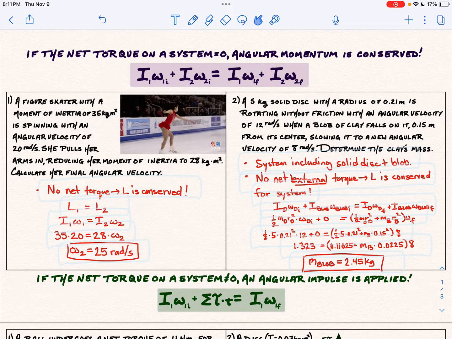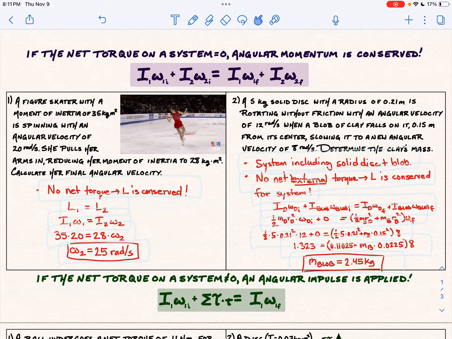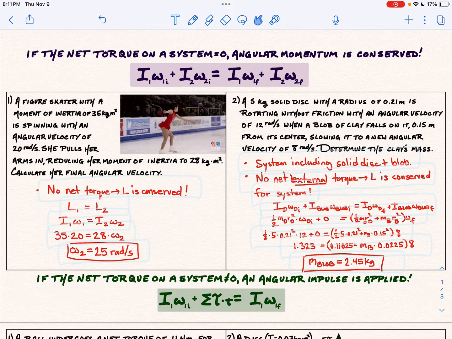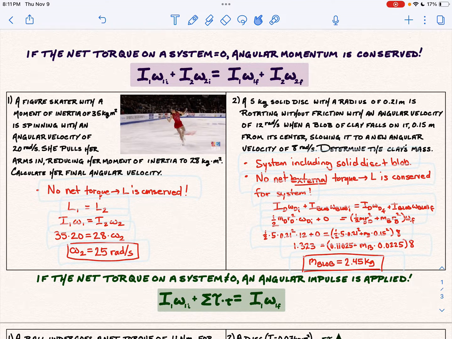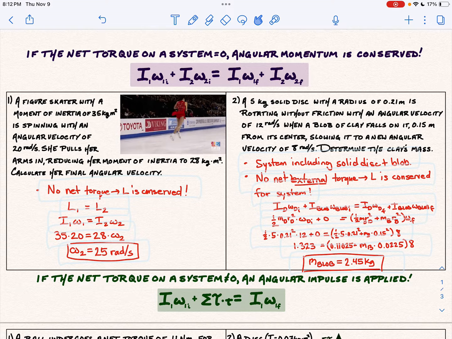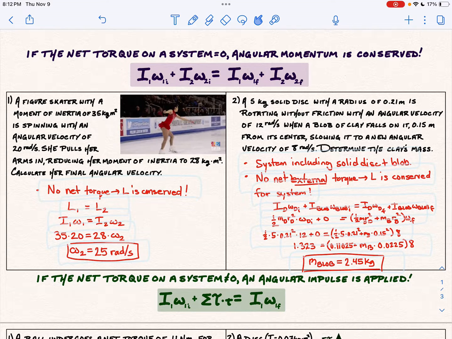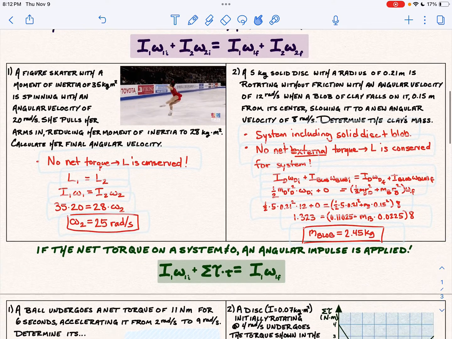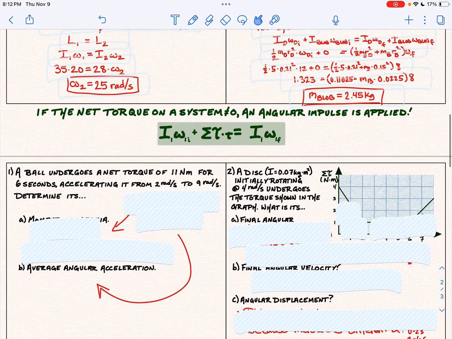We say if you start with a certain amount of momentum, and then there's an impulse, that will cause a new momentum to exist. So in this case, we have the initial I omega. The angular version of impulse is torque times time. So initial I omega plus torque times time equals final I omega. So here we go. We're going to apply this idea.